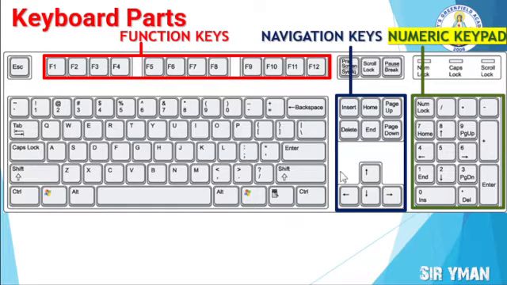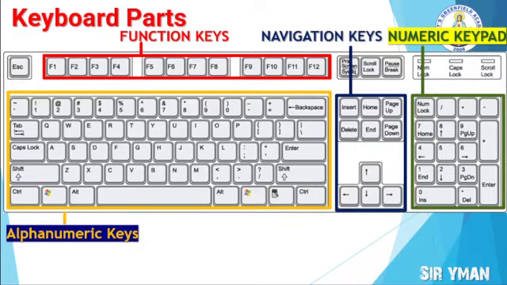And then sa ilalim ng navigation keys, you can see arrows, right? You can see arrows pointing up, pointing down, left and right. Sorry, nilampasan ko na pala yan. So it's arrow keys. Tapos ito naman, yung main part of our keyboard.